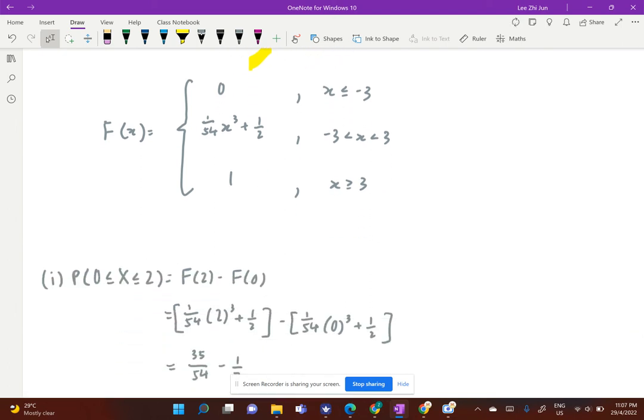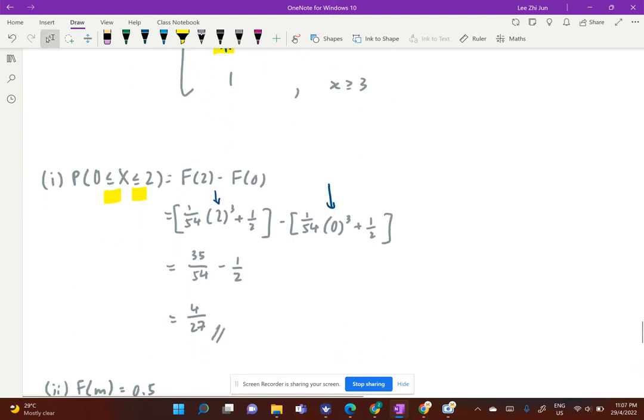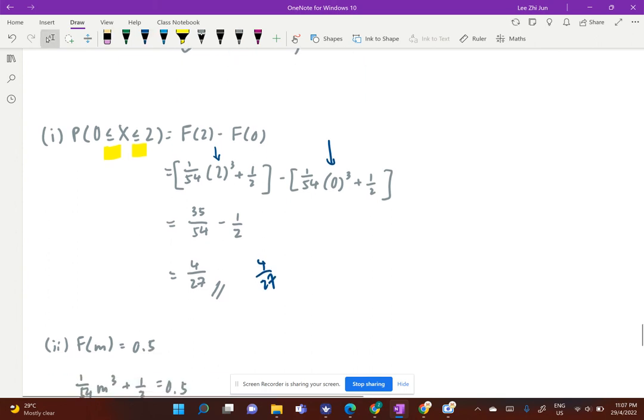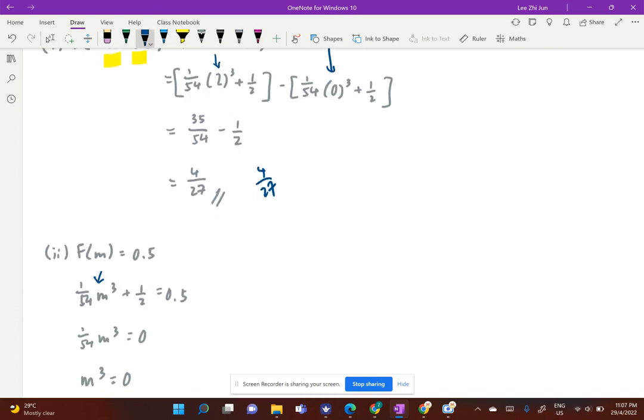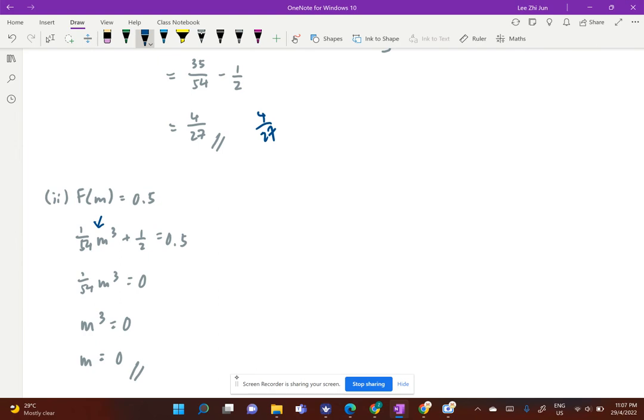So P(0 smaller equal to x smaller equal to 2), F(2) minus F(0). So I just see this by using this function, sub with 2, sub with 0. So I will also get 4 per 27. But this time I use the cumulative distribution function method to solve it. Find the median. So the median F(m) equal to 0.5. So I sub this m inside the function. So I also get 0.5 minus 0.5, so m will equal to 0 also.